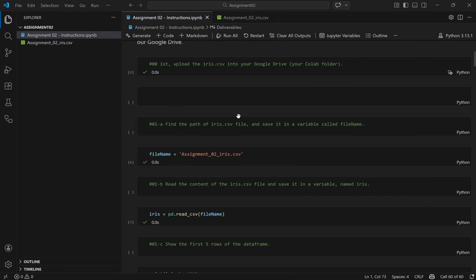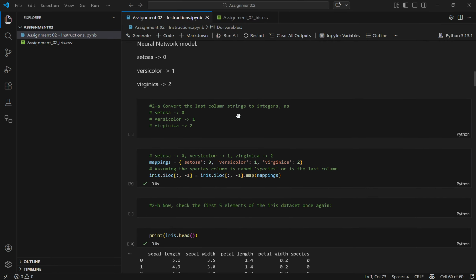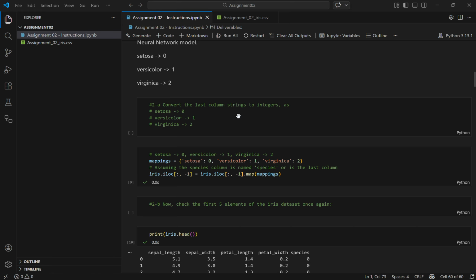I checked the first five rows and mapped the species strings to integers: setosa to 0, versicolor to 1, and virginica to 2. Then I verified the changes.